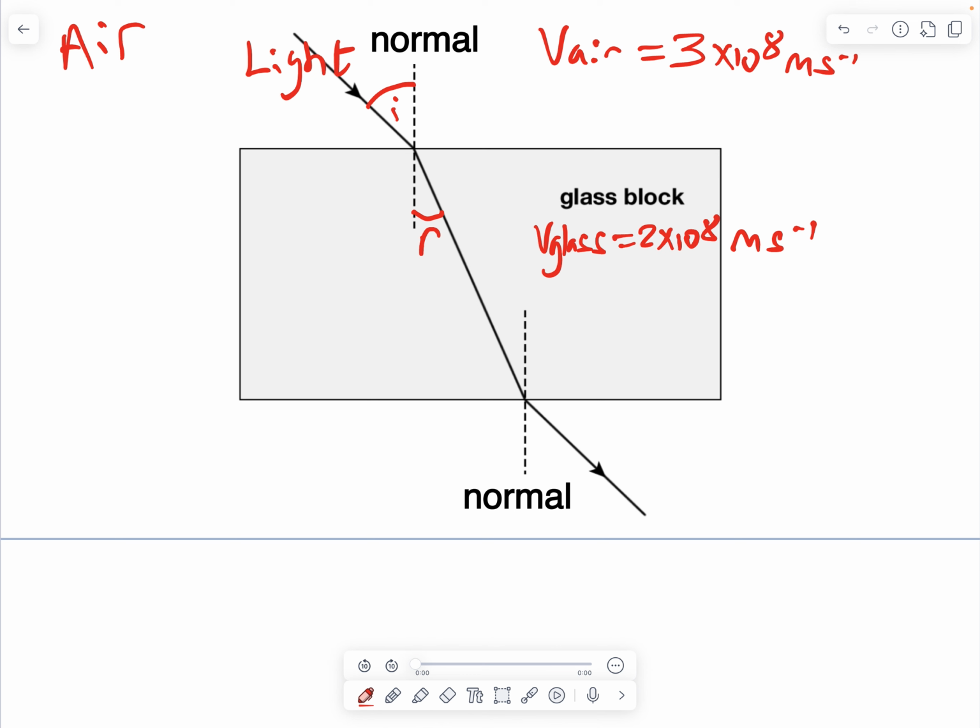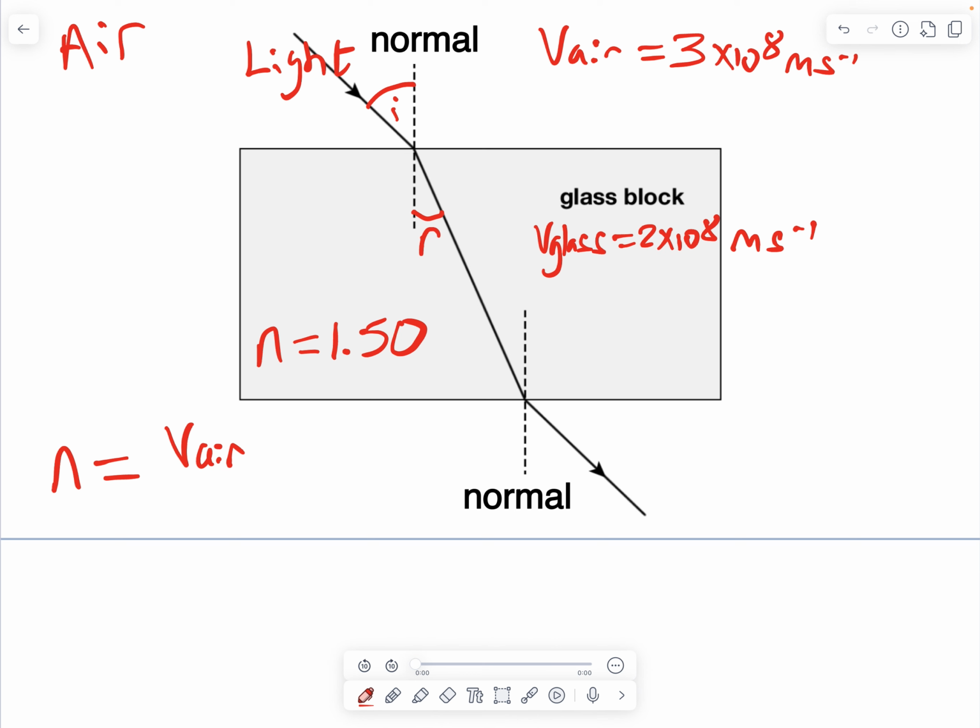But we have this thing called refractive index. So what does that mean? What does the refractive index mean? Well, the refractive index of glass turns out to be roughly 1.5. Okay, so refractive index is just the ratio of the speed of light in air, or strictly speaking, the speed of light in a vacuum.